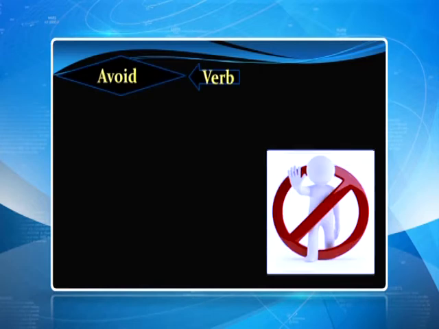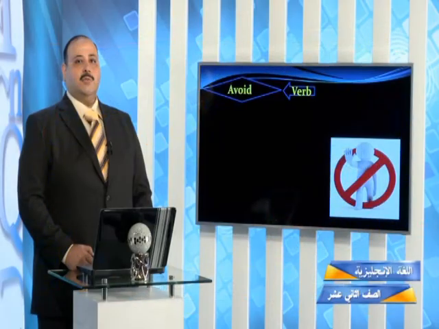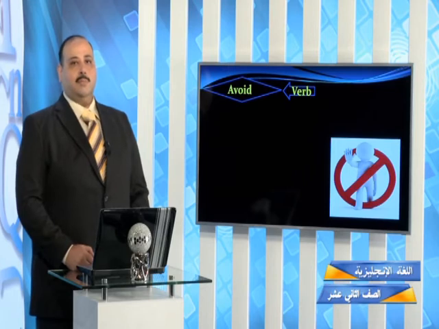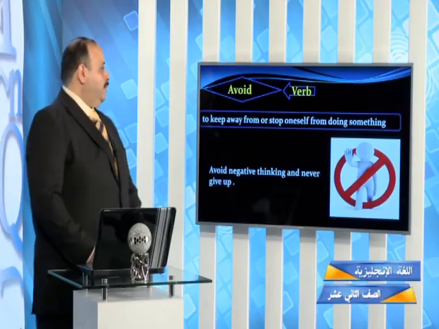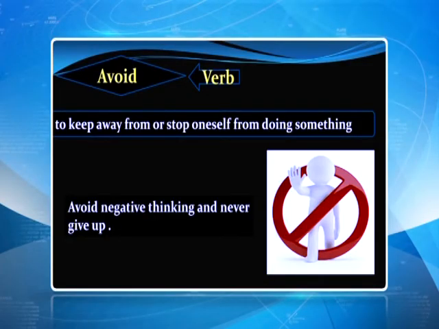The other word here is avoid. As I told you, you just look at the picture, try to guess the meaning. Now you have a picture of a person who's raising his hand, and as you see, it doesn't mean to come here, but it means to keep away, don't approach. So the word avoid, what does it mean in your opinion? Yes, now let's see the definition. So avoid means to keep away from or stop oneself from doing something. Avoid negative thinking and never give up. So we should avoid bad feelings and bad thinking. Let's move.